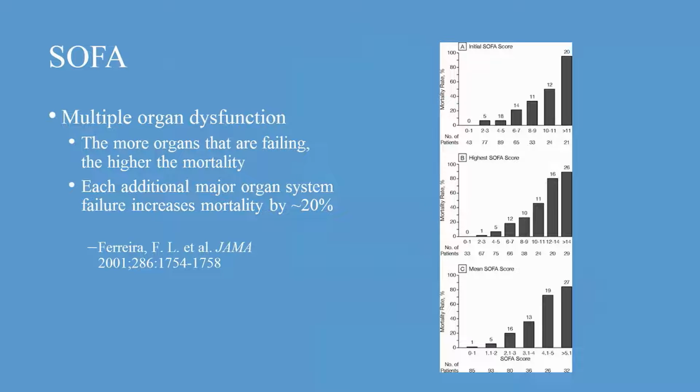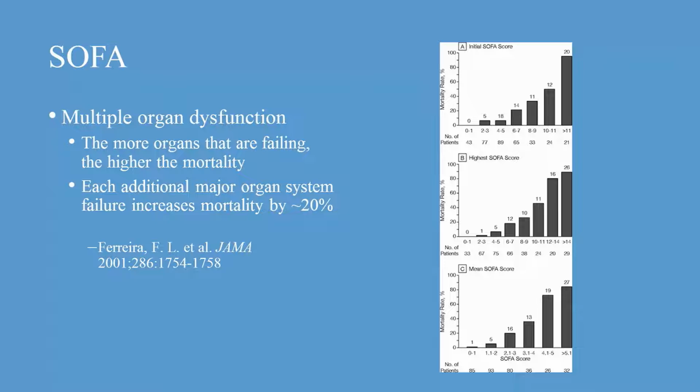The SOFA score has been shown to be associated with worsening mortality. And so here's 3 different ways of looking at it. The initial SOFA score, the higher it is, mortality goes up. The highest SOFA score in a 24-hour period, same trend. And the mean SOFA score at that 24-hour period, same trend. So this is, again, one of many organ failure assessment scores that many ICUs use some method like this to help assess patients.